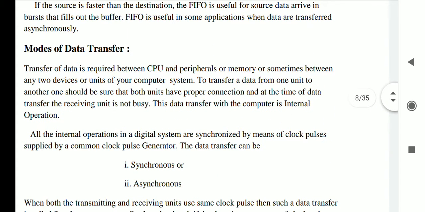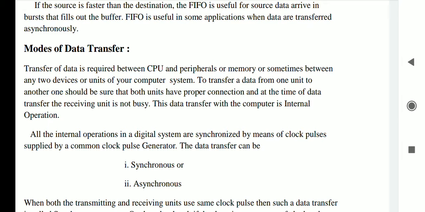Mode of data transfer. Transfer of data is required between the CPU and peripherals or memory, or sometimes between any two devices or units of the computer system. Transfer of data from one unit to another requires that both units have proper connections and that, at the time of data transfer, the receiving unit is not busy. The data transfer within the computer is an internal operation.